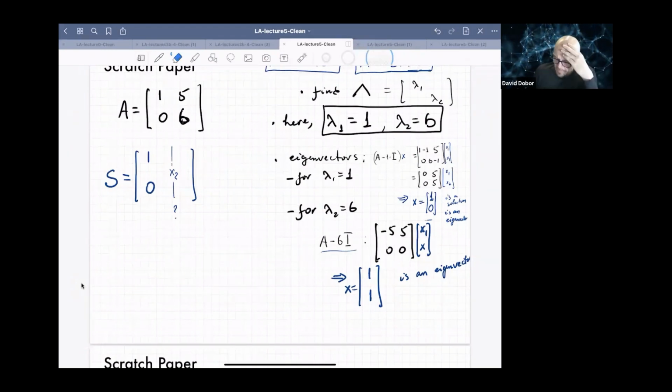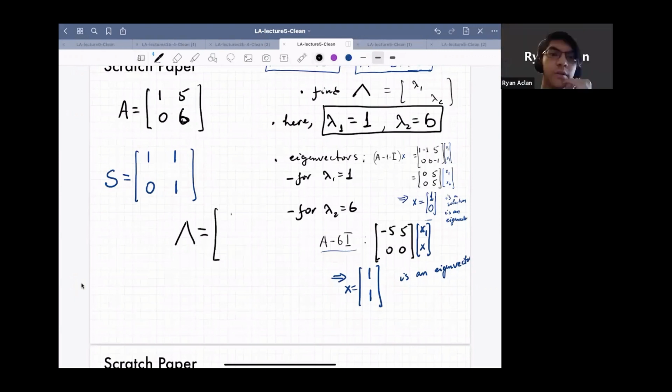Okay, so I just found the second eigenvector. So can I put this into the column of this matrix S? So now I'll have my matrix S, if I put 1, 1 there. We just found our matrix S. Just for completeness, what's our lambda? It'd be 1, 0, 0, 6. Do I put 1, 6 like this, or why not 6, 1?